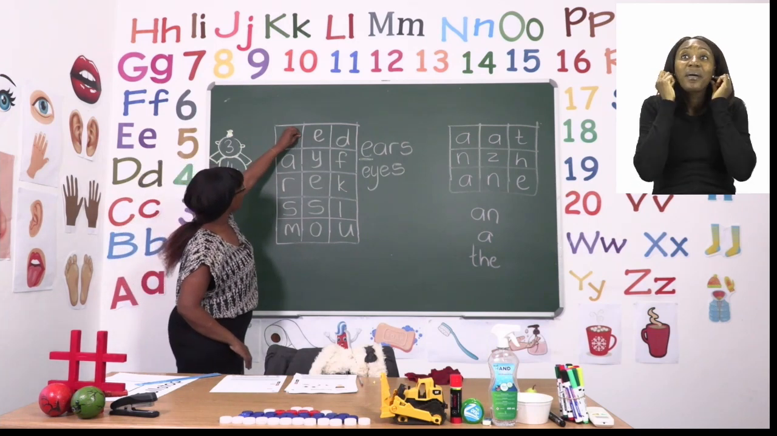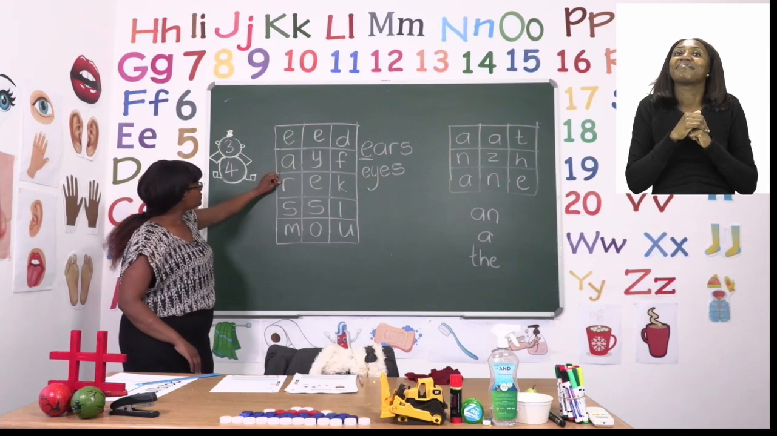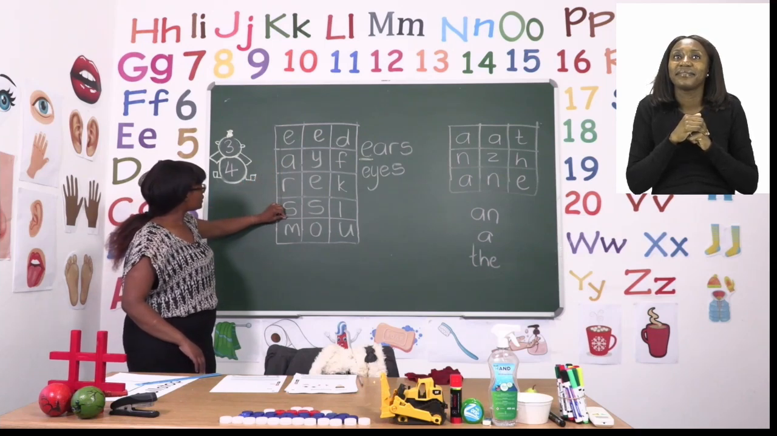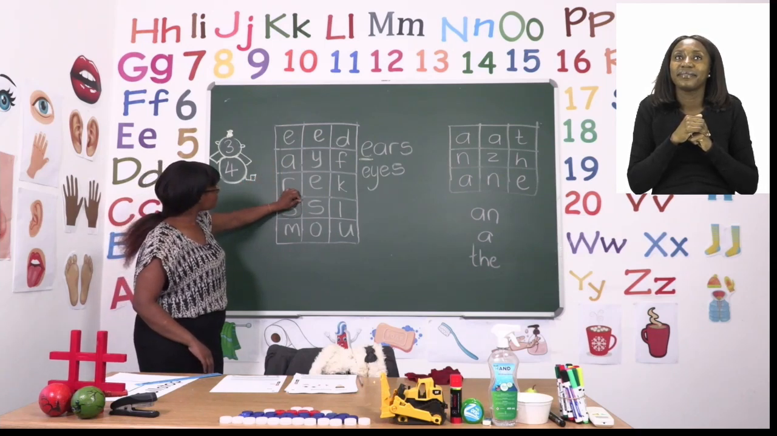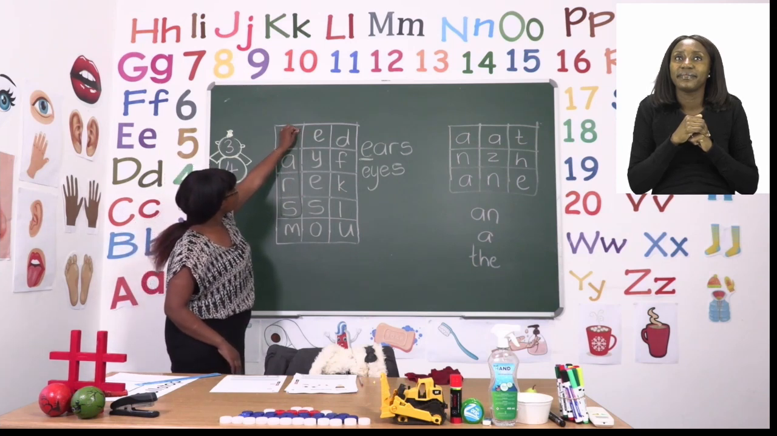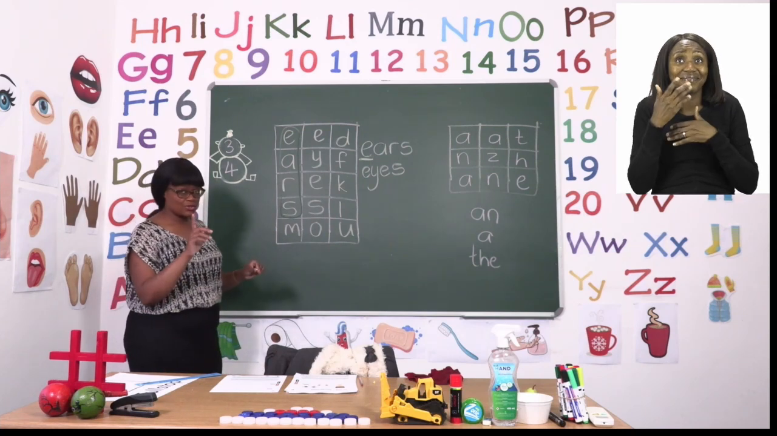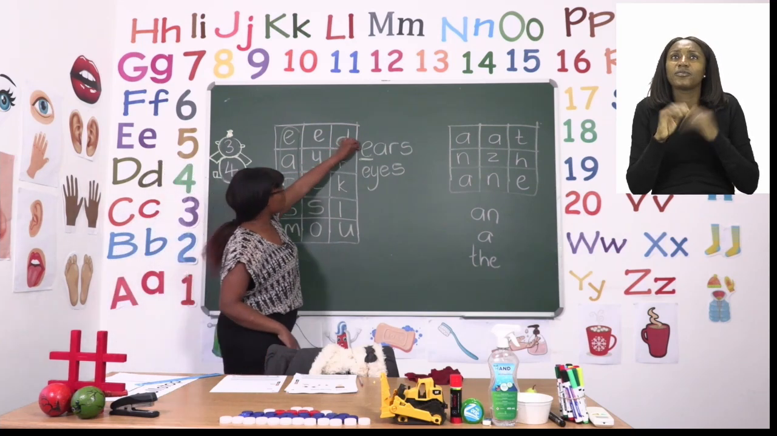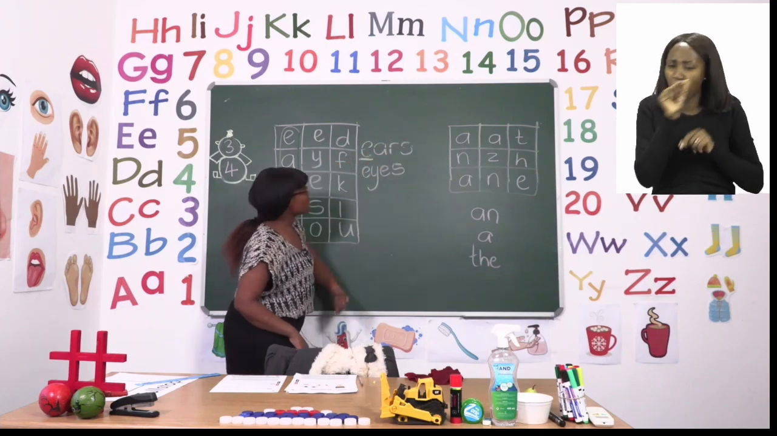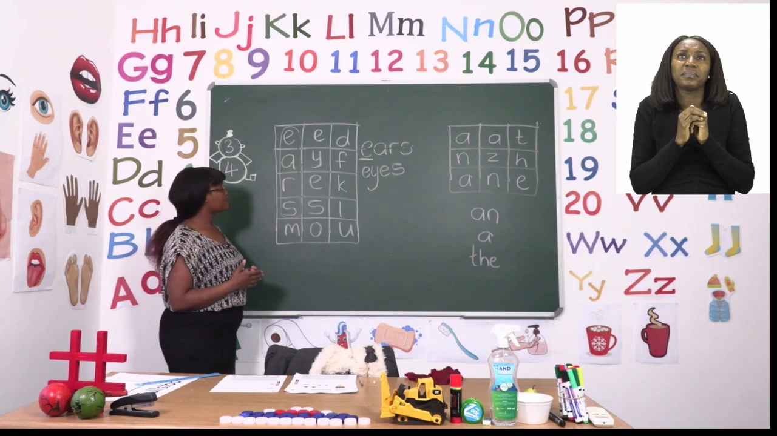I'm going to circle it carefully by going round. Make sure that you're not circling on the letters but round them, and then you join your circling with where you started. And to be sure, we are going to cross out the word ears so that we don't look for it again. Let's now try another word.